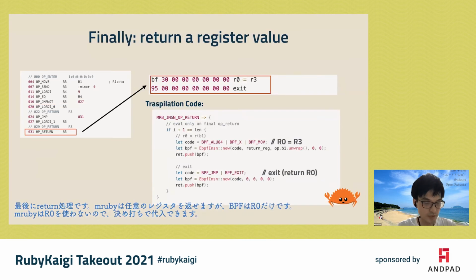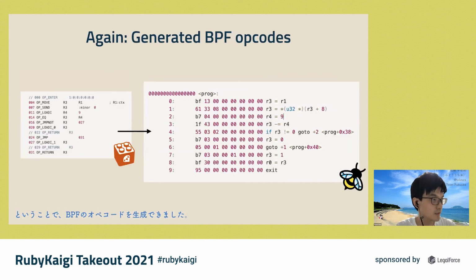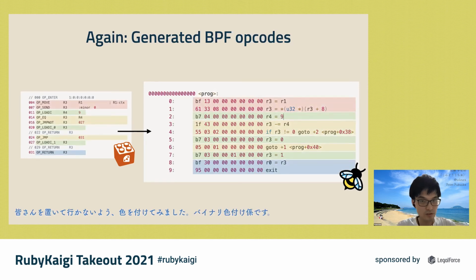The final one is OP_RETURN. MRuby can return any register, but BPF always stores the return value in R0, so we have to restore it. Fortunately, MRuby doesn't use R0, so we can just transpose it directly. In the end, I generated the following BPF opcodes. To understand clearly, I colored these binaries.